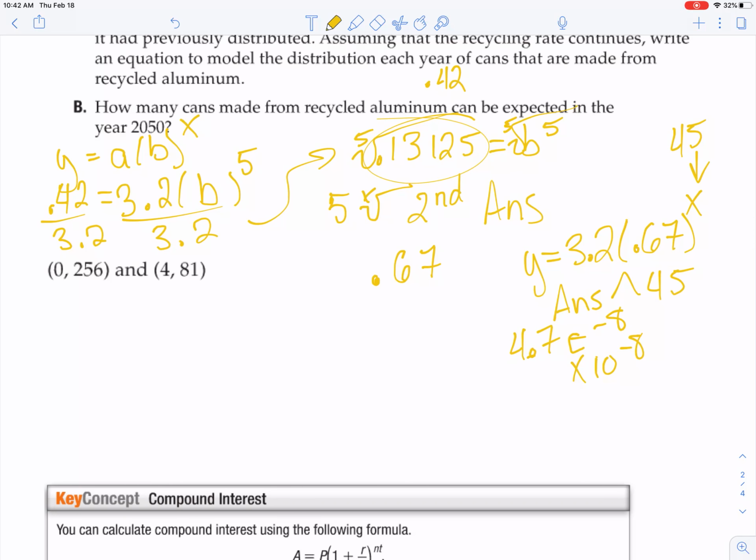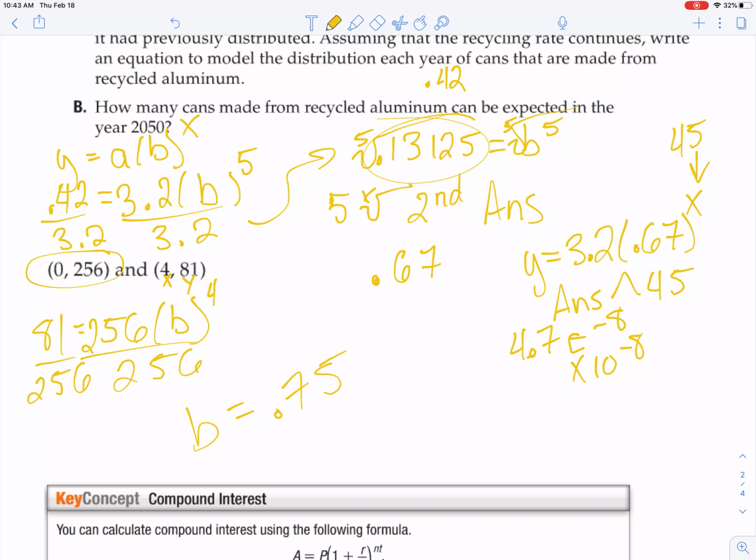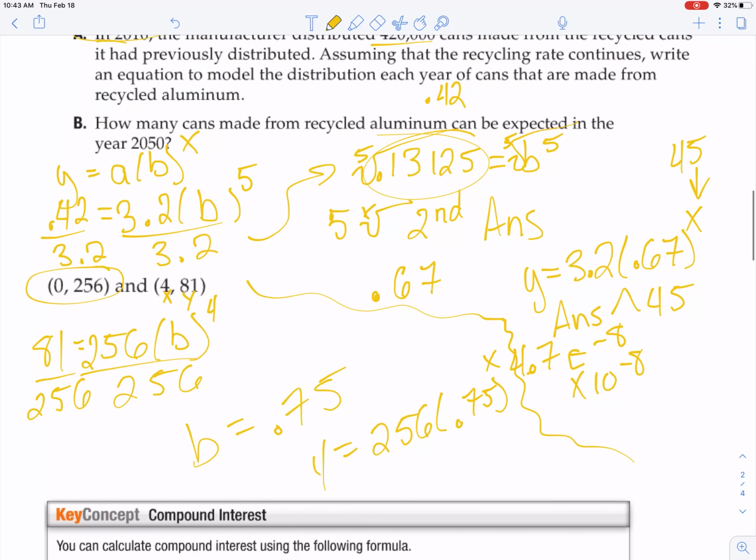Another way that they might give this to you is just in point form. These are a lot easier because literally that's your starting value. So you can just plug in 256. I don't know what the base value is. If this is x and y, then b to the 4th equals 81, and you can solve from there. Okay. If you're curious, b is going to equal 0.75 for an answer of y equals 256 parentheses 0.75 to the x. If you want to solve that out. Tell you what, I'm going to pause there and I'll make a second video for the rest.